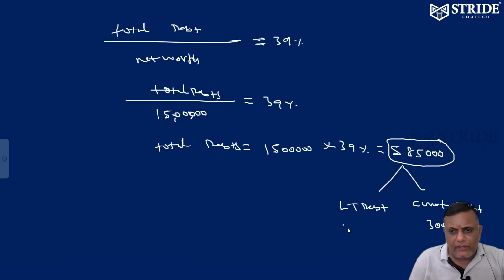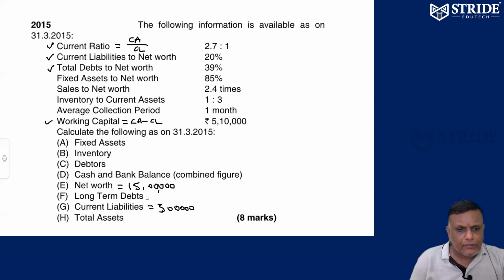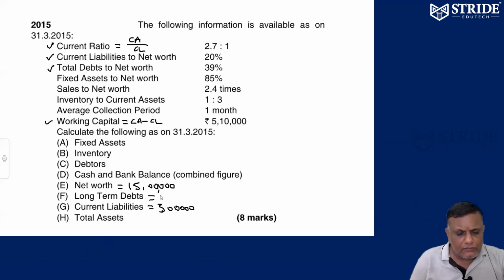The long term debt balance sheet figure is 2 lakh 85,000. Out of 5 lakh 85,000, current debt is 3 lakhs, and the balance long term debt is 2 lakh 85,000. Current debt means current liability, which is already known. So long term debt is 2 lakh 85,000. That is also known, one by one slowly.